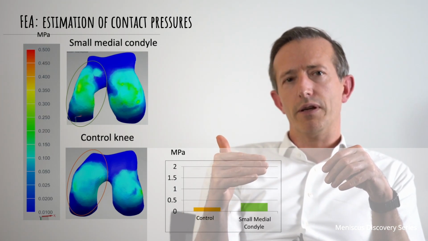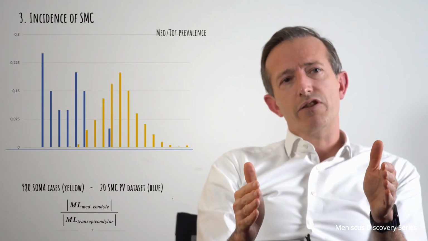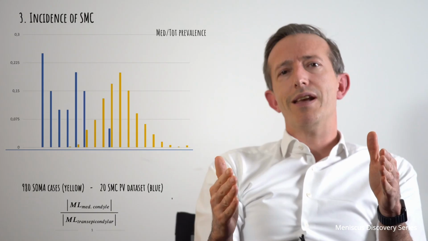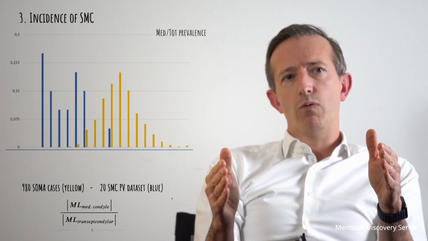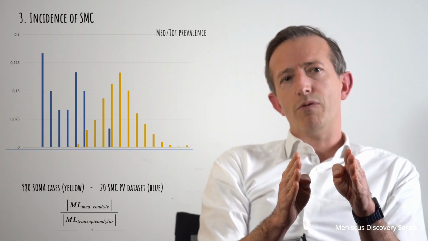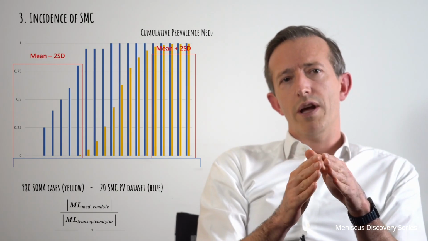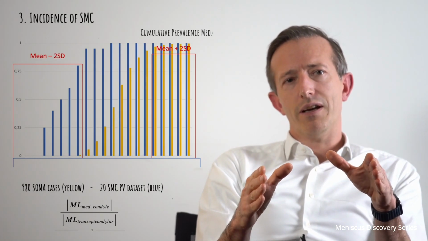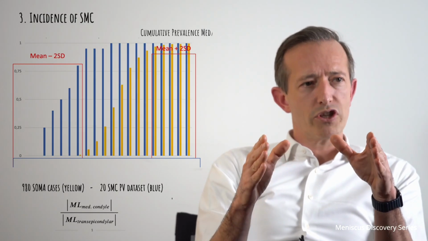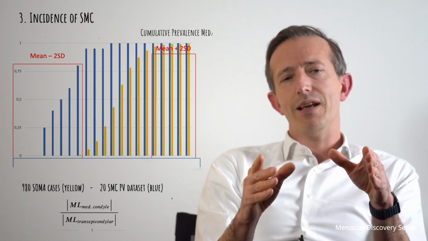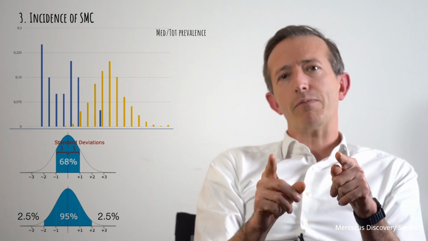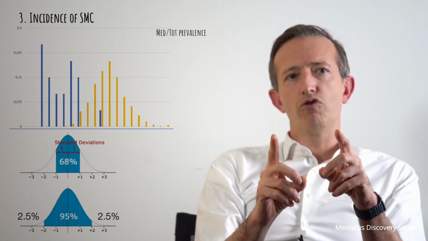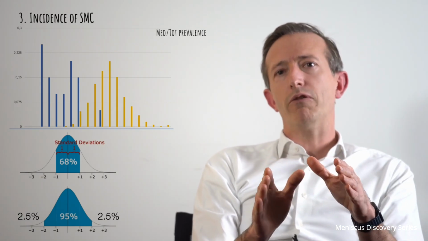But so many surgeons ask us, okay, so there is this small medial femoral condylar knee. How frequently is it? How abnormal is it? Well, what we did is we compared our set of small medial condylar knees to a huge, large, well-documented series of normal knees, the SOMA database study. And what we see is that the small medial femoral condylar knee is less than 5% of the normal knee population. So it is extremely rare.